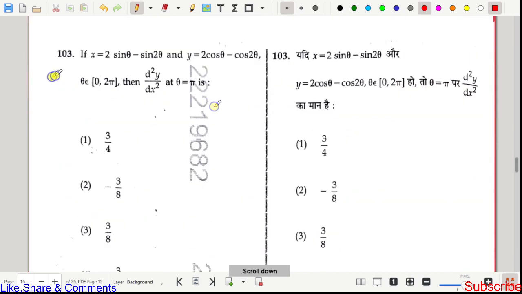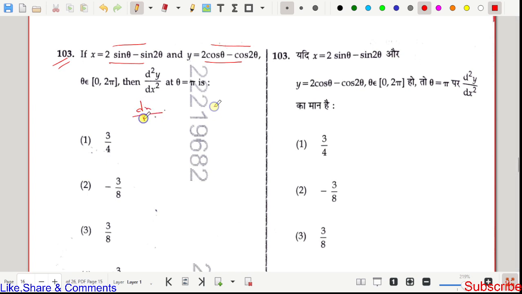So the next question, 103. If x equals 2 sin theta minus sin 2 theta and y equals 2 cos theta minus cos 2 theta, theta belongs to 0 to 2 pi, then d2y by dx2 at the point theta equals pi. So the value of x is given, the value of y is given, we have to find the double derivative of y. So x is a function of theta, y is also a function of theta. So first of all we have to differentiate x with respect to theta.